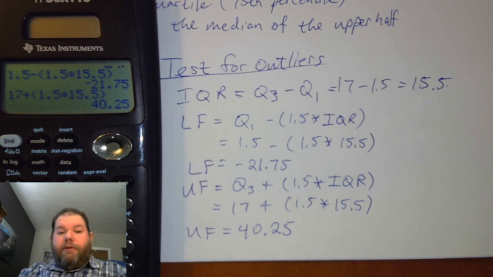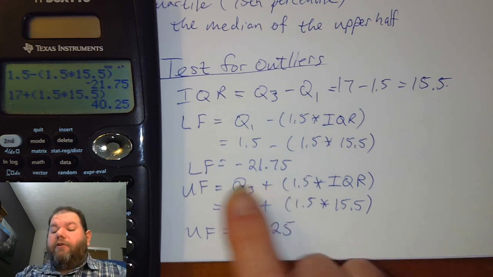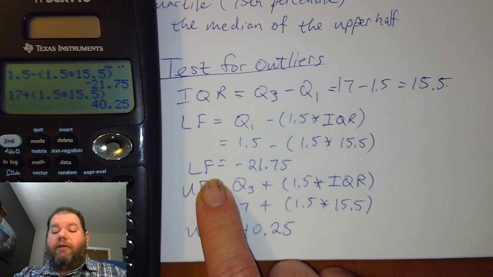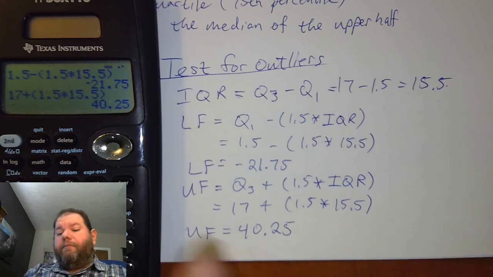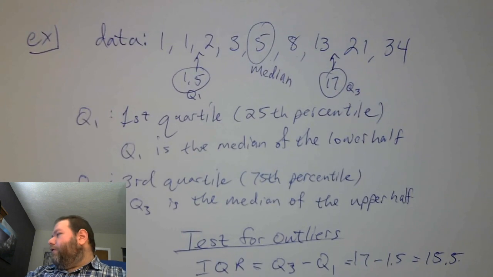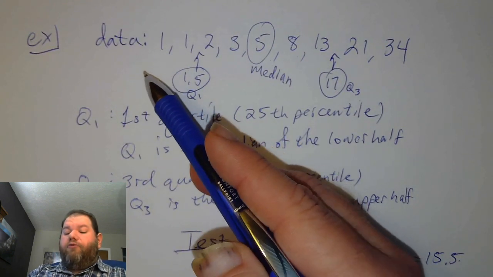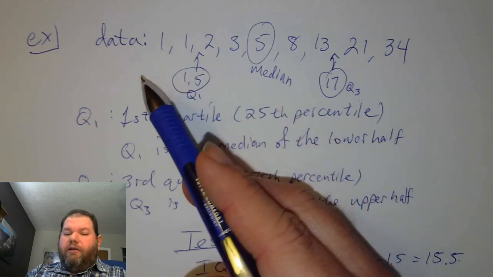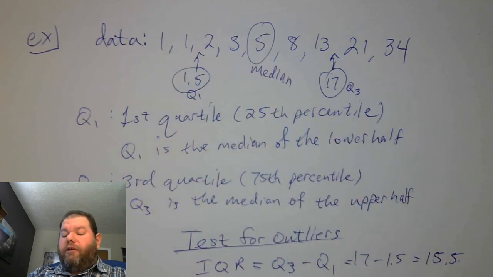Now, to determine if there are any outliers or not, we say an outlier is any number that's lower than the lower fence in the data set, or any number that's higher than the upper fence in the data set. So we look at our data. Are there any values here that are lower than negative 21.75? Well, no. 1 is our lowest value. That's our minimum value, and it's certainly inside the fences still.